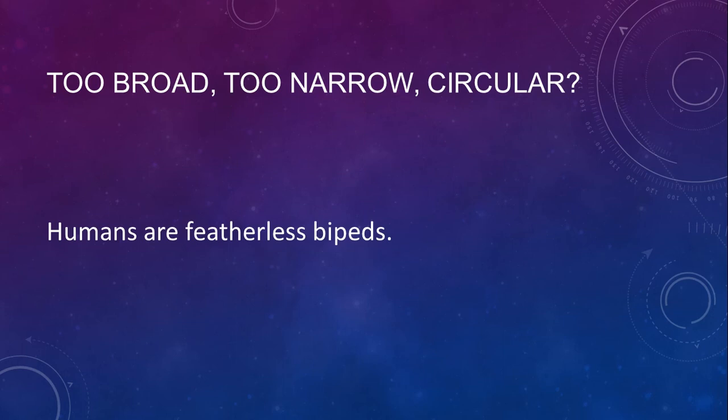Okay, so recall this stuff about definitions. We said that definitions can be too broad in the sense that they include things that they shouldn't include, or they can be too narrow in the sense that they exclude things that they shouldn't exclude, or they can be circular, where they presuppose the thing that you're supposed to be defining in the definition, and therefore don't really give you any information about what the thing is.